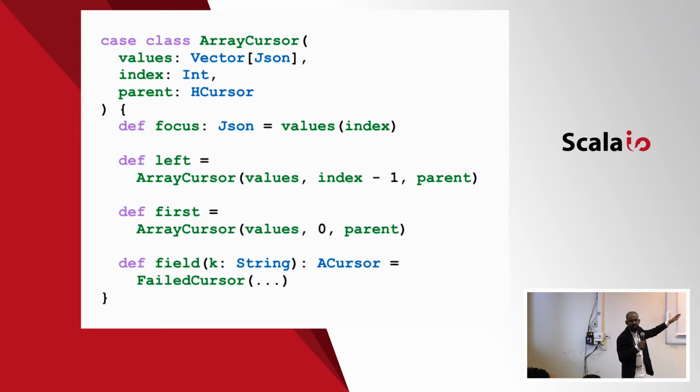And then you can define your basic traversal operations like left and first. Your traversal operations now become just manipulations of the index rather than manipulations of the left and right trees. So left is just index minus 1, first is index equals 0. They also have, since it all derives from the same type hierarchy, unsupported operations on each of these cursors, like field. Field only makes sense on an object cursor, but it's defined for all of them. So if you try to do field on an array cursor, you get a failed cursor.